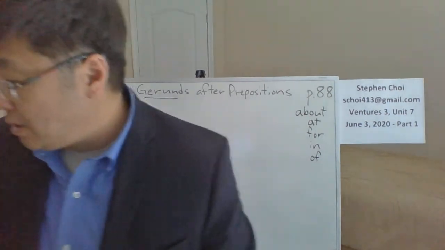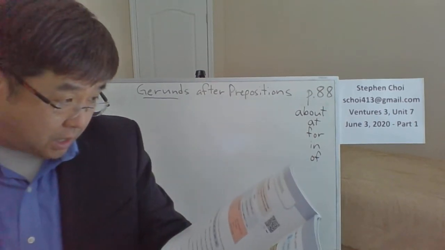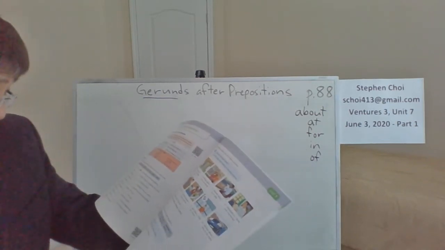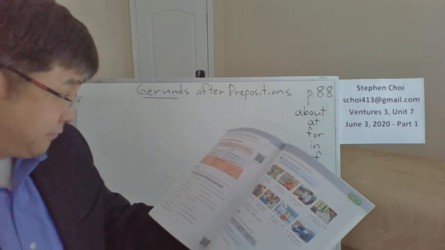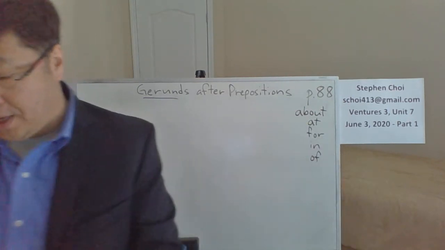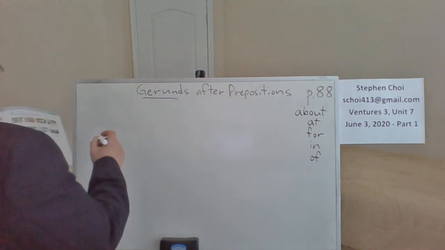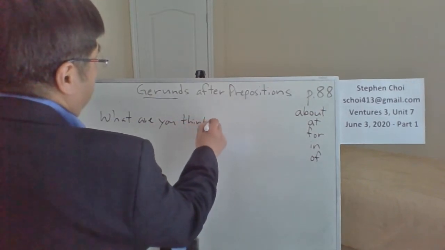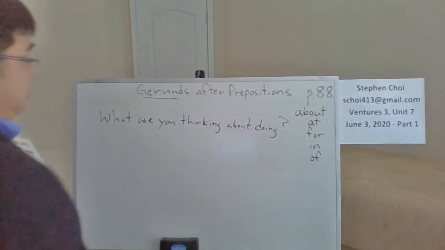Let me read the top part on page 88. It says, in, of, about, for are examples of prepositions. We often use prepositions in phrases with adjectives, like excited about, interested in, and verbs, like think about. Gerunds often follow these phrases. They give some examples here. What are you thinking about doing?